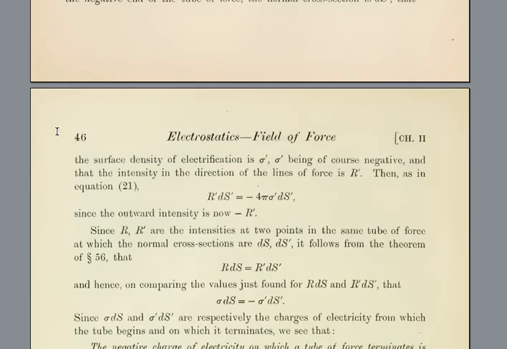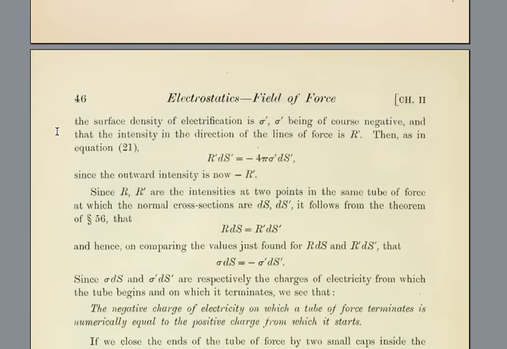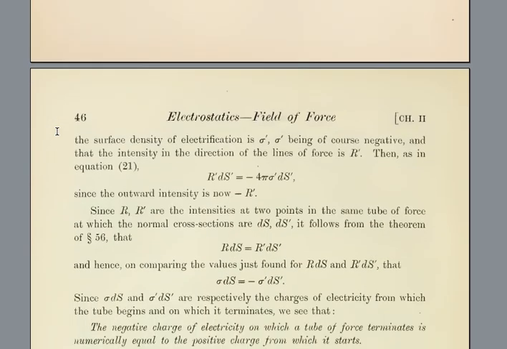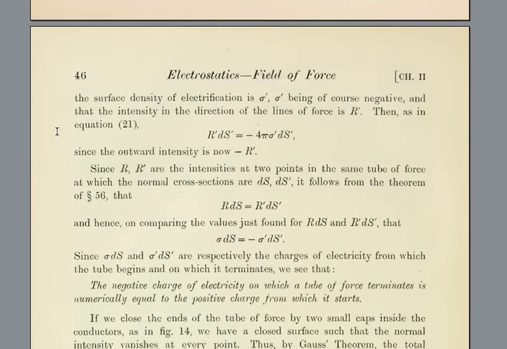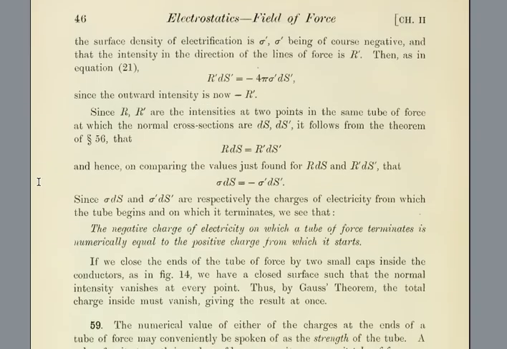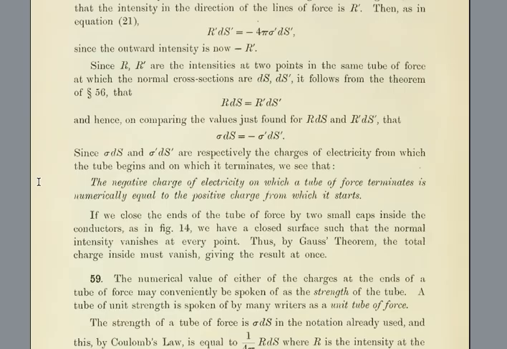Then, as in the previous equation, r prime multiplied by ds prime equals negative 4 pi sigma prime multiplied by ds prime, since the outward intensity is now negative r prime. Since r and r prime are the intensities at two points in the same tube of force at which the normal cross-sections are ds and ds prime, it follows from the theorem that r multiplied by ds equals r prime multiplied by ds prime, and hence, on comparing the values just found for r multiplied by ds and r prime multiplied by ds prime, that sigma multiplied by ds equals negative sigma prime multiplied by ds prime.